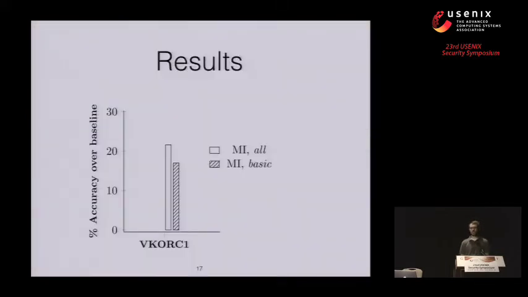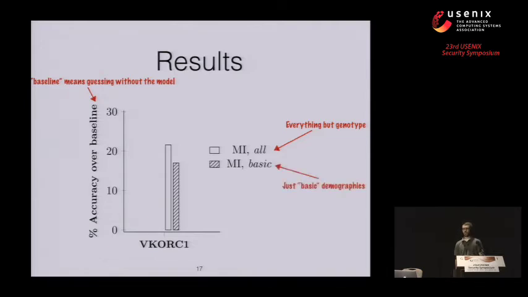So let's see how this does on the IWPC model. And here we'll just look at one of the genotypes, VKORC1, and we measure this relative to a baseline where the adversary doesn't have access to the pharmacogenetic model, so he's just guessing based on the priors. And "all" here refers to a situation where the adversary has access to everything but the genotypes he's trying to predict, whereas "basic" means he just has access to the patient's basic demographics. And already we see that there is a privacy threat here. The adversary has a pretty huge advantage over the setting where he doesn't have access to the model.